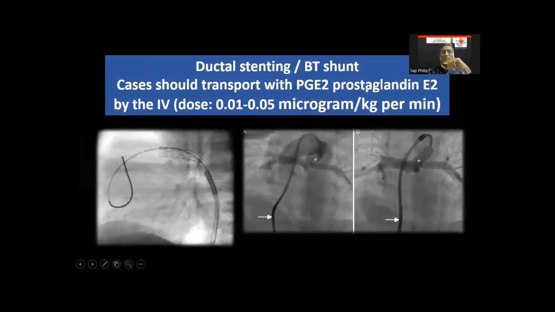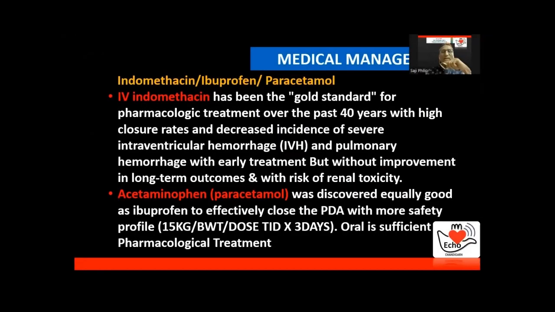Case should be transported with PGE2, prostaglandin E2, by IV 0.01 to 0.05 microgram per kg per minute. Then only you should send. And they will do the stenting within 2 days of life. And with the stent, the oxygen saturation will improve, and later the child can go ahead for the bidirectional Glenn shunt or staged surgeries. So how to manage PDA?